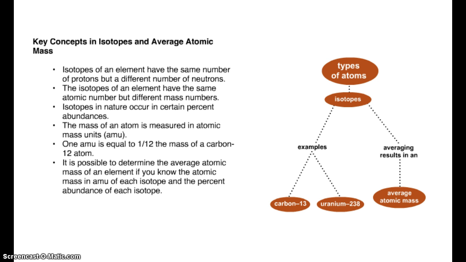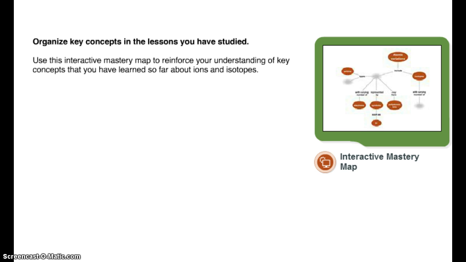The mass of an atom is measured in atomic mass units, or AMUs. 1 AMU is equal to 1/12 the mass of a carbon-12 atom. It is possible to determine the average atomic mass of an element if you know the atomic mass in AMU of each isotope and the percent abundance of each isotope. Percent times mass plus percent times mass plus percent times mass.